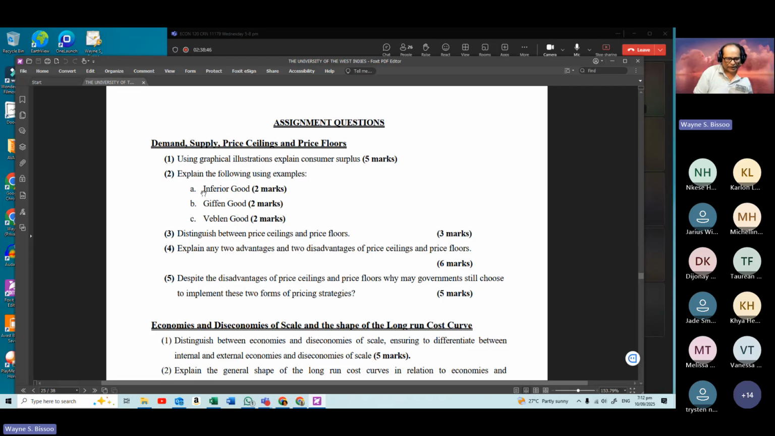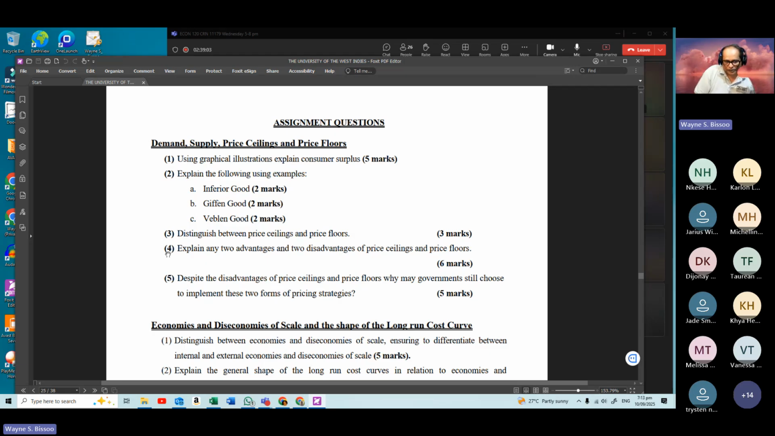of the 4 questions. Explain the following using examples. What is an inferior good? What's a Giffen good? What's a Veblen good? Distinguish between price ceilings and floors. So in this, you might want to use a diagram to help. Explain 2 advantages and disadvantages of ceilings and floors.